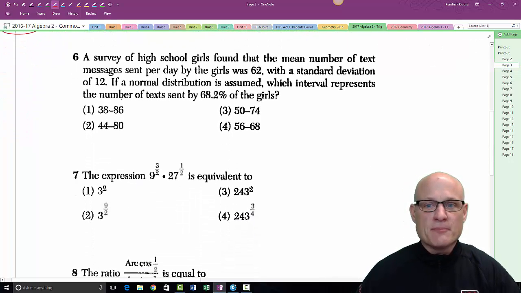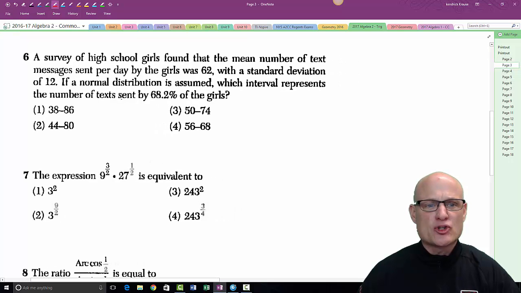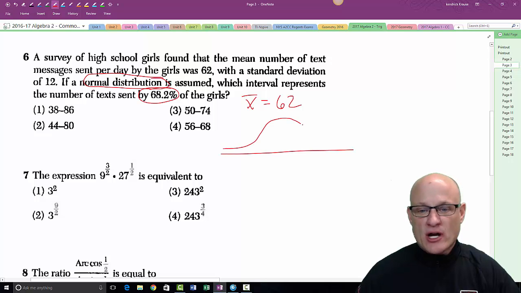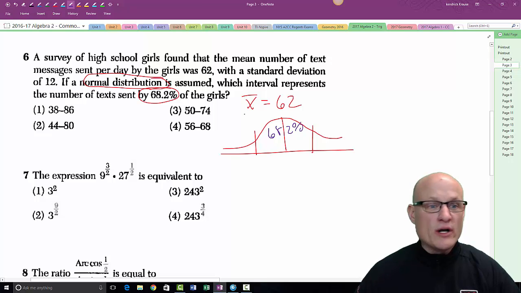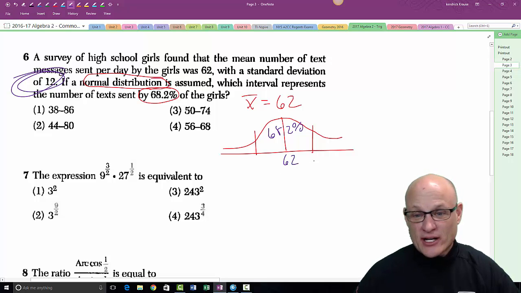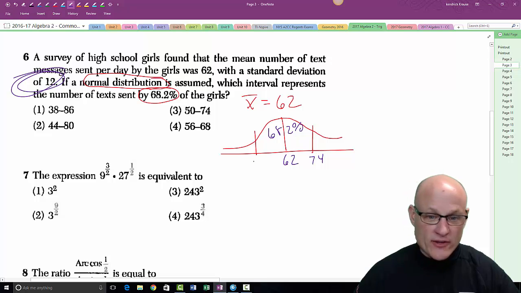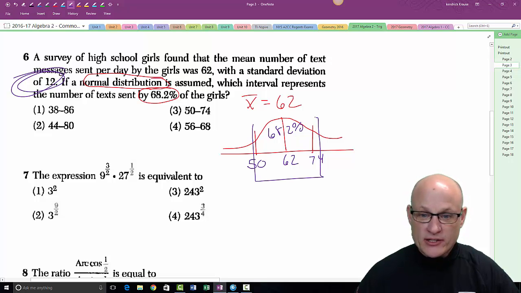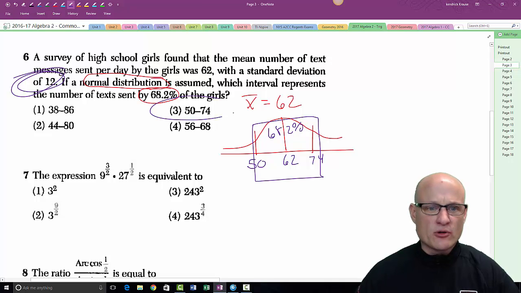Anyway, a survey of high school girls found that the mean number of text messages sent per day by the girls was 62. So x bar equals 62. If it's normally distributed, what would be 68.2? Well, remember, normally distributed, I'm not going to go to that chart, would be 1 standard deviation out. That's where you get your 68.2%. So I need to go 1 standard deviation out. Well, if the standard deviation is 12 and this is 62 and I go 1 this way, that would be 74. And I go 1 this way, that would be 50. There would be your range of 68.2. So 50 to 74, choice 3.